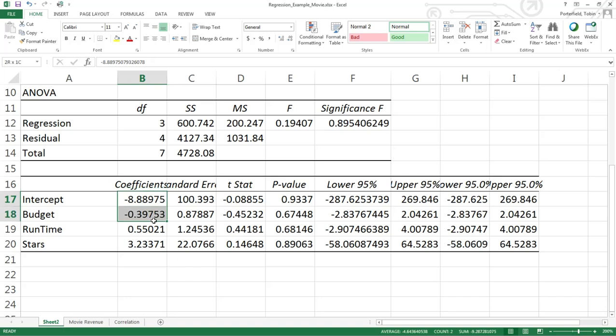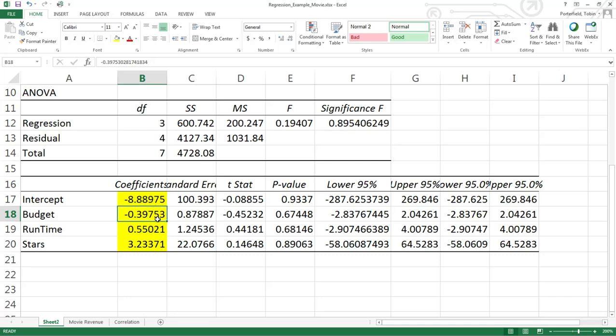The other item that is valuable to us is the coefficients. The coefficients are the numbers that go into the equation of the line. If you remember a linear equation of a line, it just has two items. It has the y-intercept, which is right there, and it has the slope of one variable. That's what this is. So the slope of budget is negative 0.39.